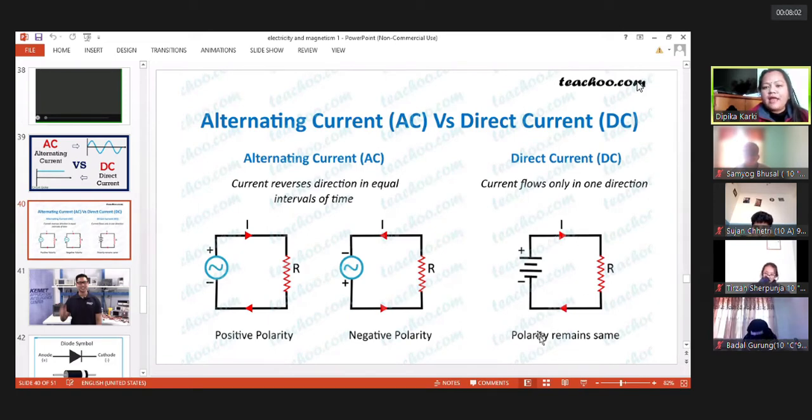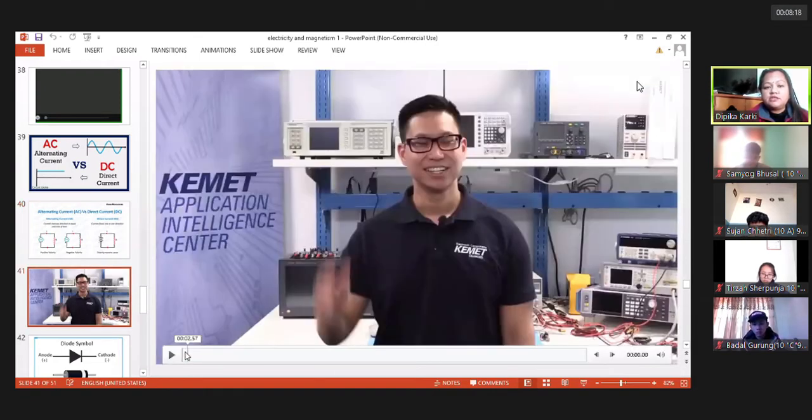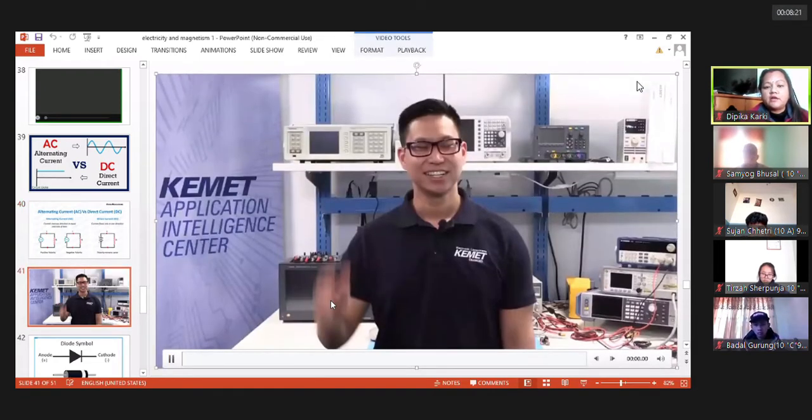So that polarity doesn't change. Polarity remains the same. But here in the first picture, positive polarity, in the second picture you can see the negative polarity. Okay, so direct current doesn't change its direction, but alternating current changes its direction. If you see this video, you will understand it clearly.